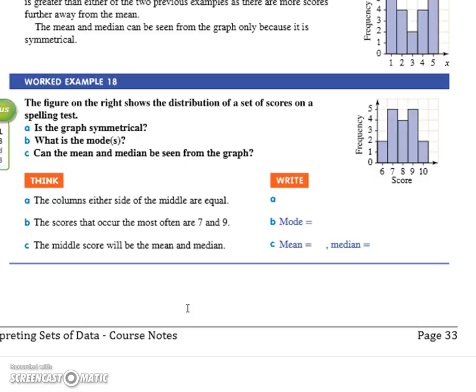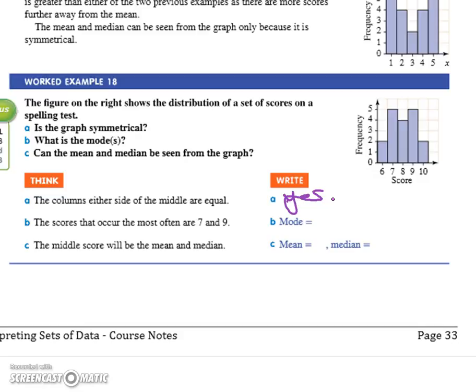the figure on the right shows the distribution of a set of scores on a spelling test. It doesn't really matter what it's on, but it's a distribution. First question: is the graph symmetrical? In other words, if you fold it in half, would it look the same? I'm going to go with yes. Okay? Now, because it's symmetrical, we can actually start making some assumptions about this data.